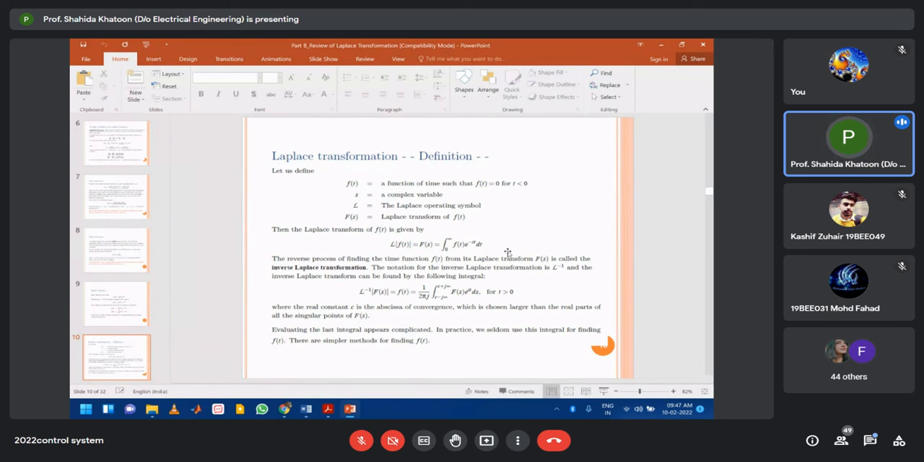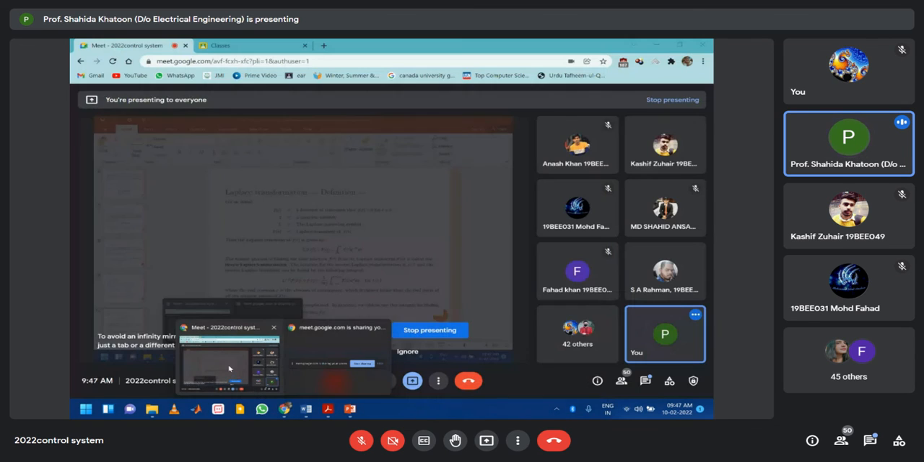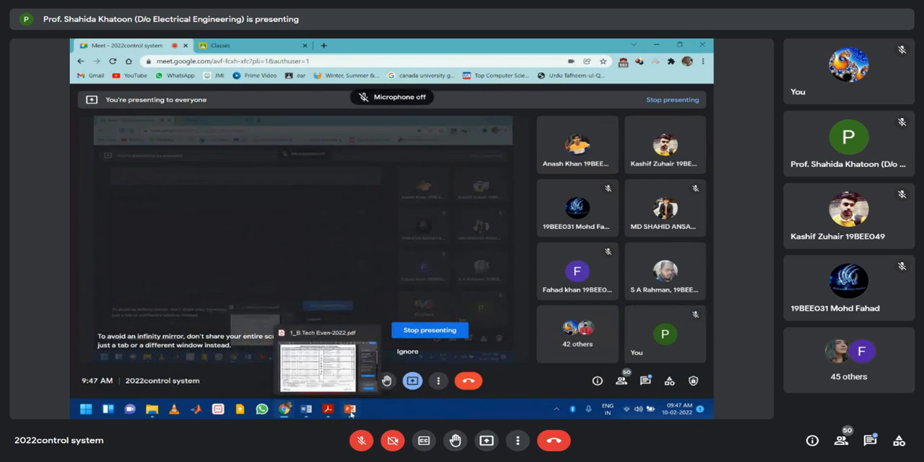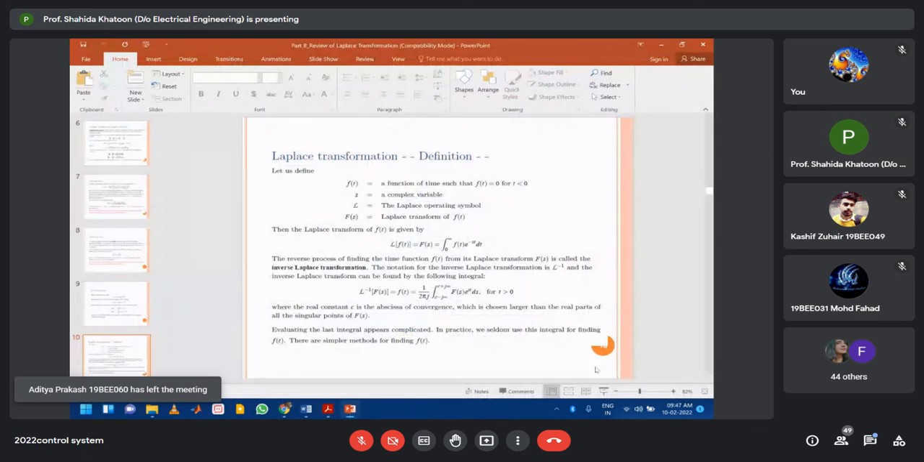Evaluating the last integral appears complex. Therefore, in practice, we seldom use the integral formula for finding f(t). There are other simpler methods of finding f(t). I would like you to take down these notes. These are very fundamental theorems and very basic formulas, but students don't know them, and when we ask in the examination, they often don't.